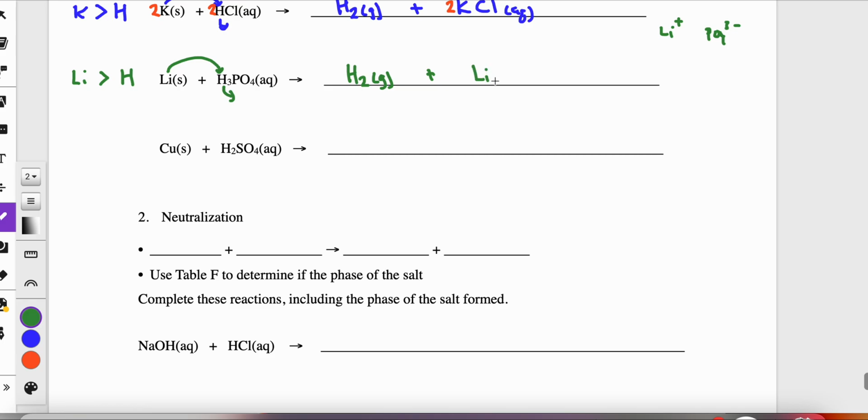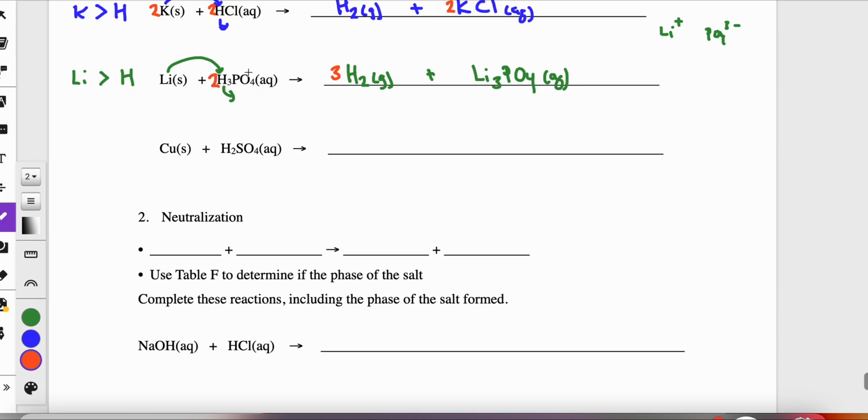So it's Li3PO4, and this salt remains dissolved in solution. So once again, we see that it is not naturally balanced, so we need to do that. I notice hydrogen has a 3 on one side and a 2 on the other, so I'm going to use a common multiple. So in front of the H2, I'm going to put a 3, so that makes 6. And in front of the phosphate, I'm going to put a 2, so that makes 6.